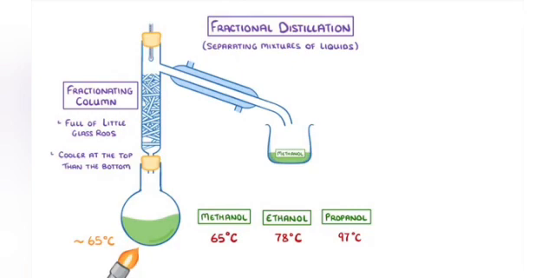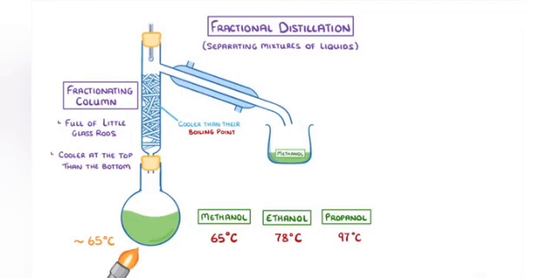However, just by chance, some of the ethanol, and maybe even propanol, would also evaporate. But as they rise up the fractionating column, and come into contact with all of those glass rods, which are much cooler than their boiling point, they'd condense back into liquid form, and fall back into the flask. This means that the only liquid that will get out the other side will be pure methanol.